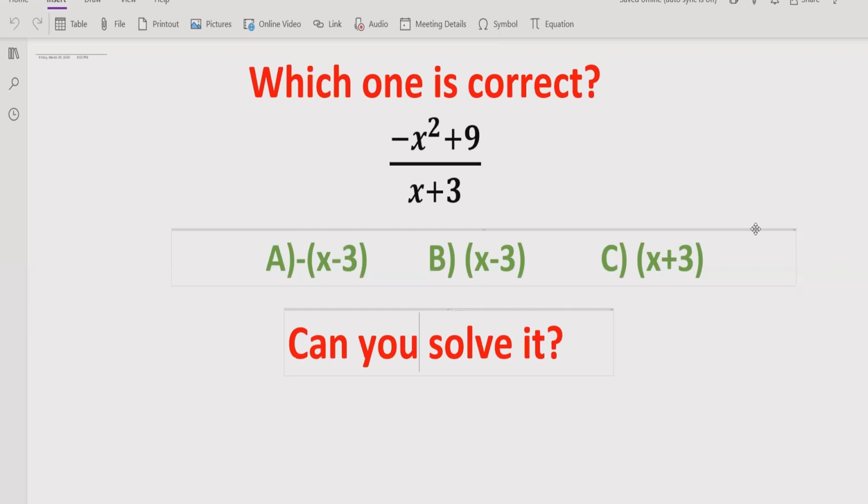Today we will have another quiz which is related to quadratic equation, and we have to solve this equation and find out the correct result. Here we have the three answers. A is minus x minus 3, B is x minus 3, and C is x plus 3. So now we will solve this quiz and find out which answer is correct.